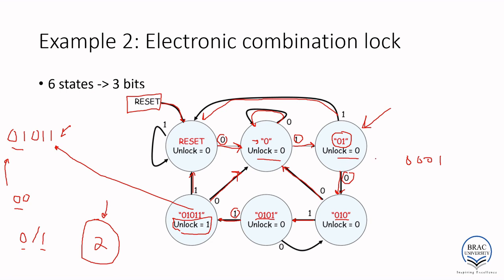Another thing to note here is that for this particular combination we used about 6 states. To represent 6 individual states in binary, we need 3 bits. So that is another thing to note in this slide.